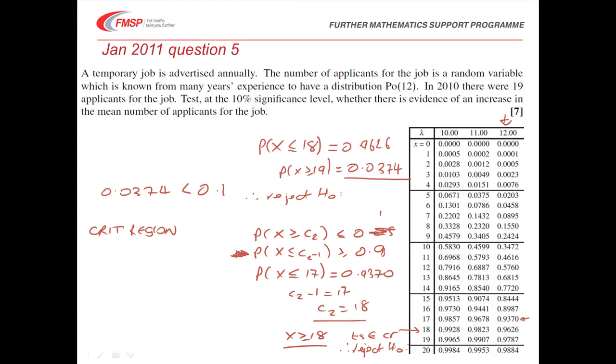Then of course we do need to finish it off and do your final conclusion. So we've rejected H0, we can say that there is sufficient evidence to suggest, that's always important to write these things, there's sufficient evidence to suggest an increase, and again you fully apply this, so an increase in the mean number of applicants.